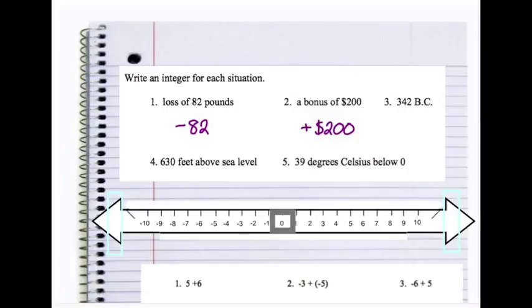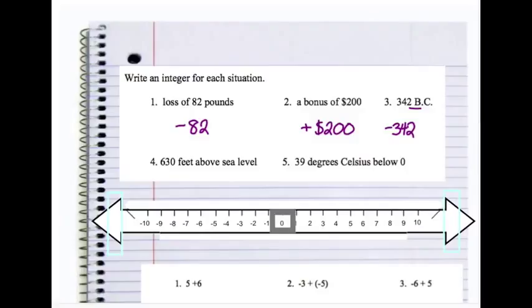Number 3, 342 BC. BC is a value that represents time, and BC is actually considered before the universe officially began. So 0 BC is when we switch from BC to AD in terms of time, and AD is the unit of measurement that we use today. Technically, right now we're in 2014 AD, but we don't really call it that. So considering this is before, the B helps you think about before, we're actually at negative 342 years.